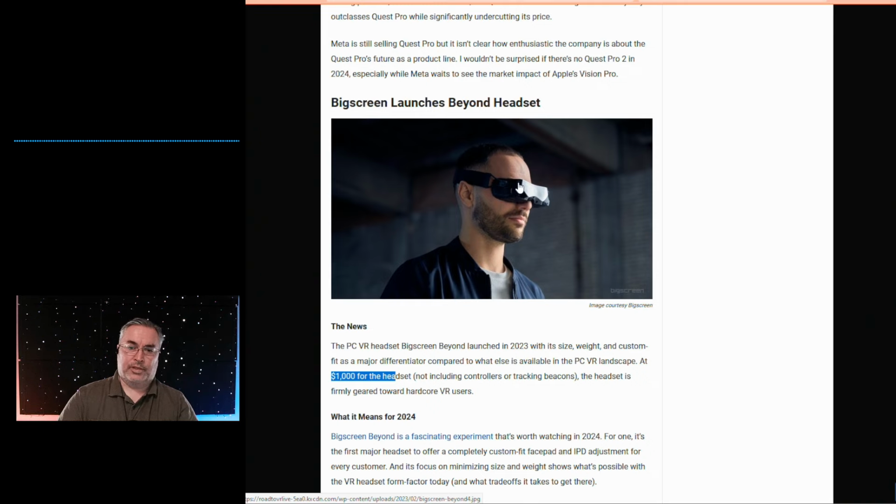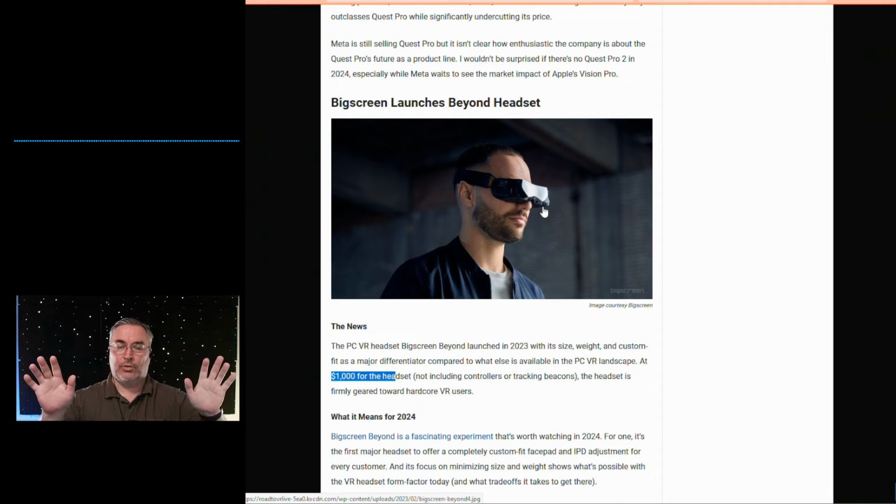The most interesting thing about the Bigscreen Beyond headset is that this is the headset right here. It's only like maybe an inch thick. Very, very high quality optics. But then what you do is you use a scanner on your phone, and you scan the topology of your eyes. It measures your interpupillary distance and does the topology of your face. And they custom make the interface between the headset and your face. So when you strap this bad boy on, there's no light leak.